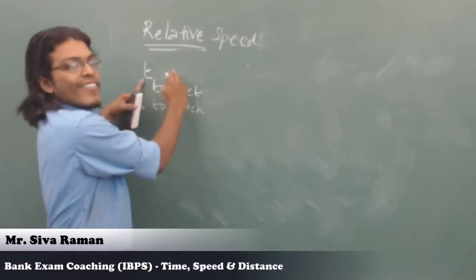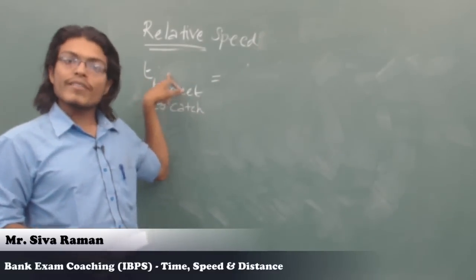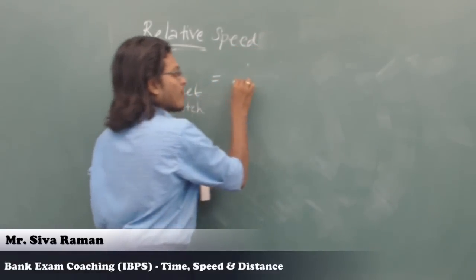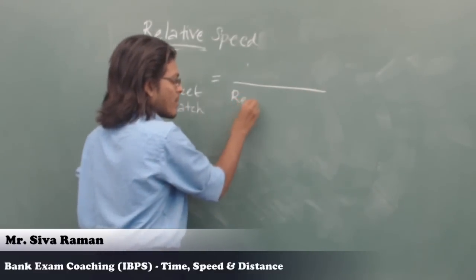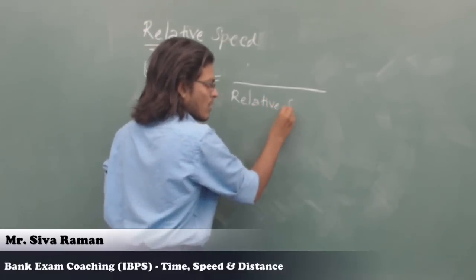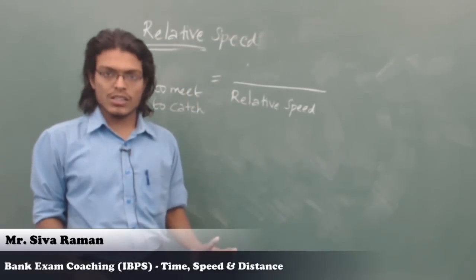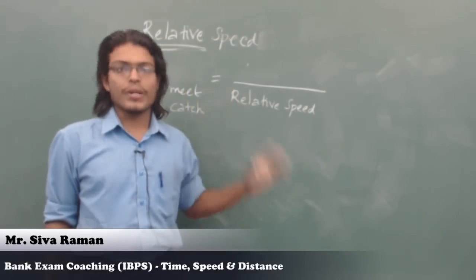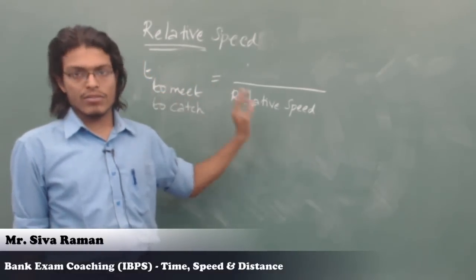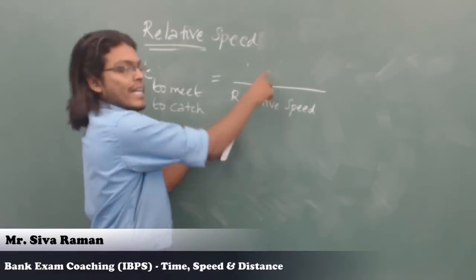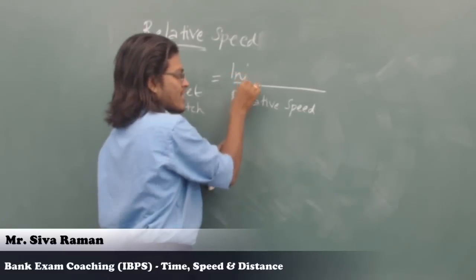Right. Now we have a time parameter. So what should come in the numerator and denominator? Time is equal to distance divided by speed. The denominator is the speed term. The speed is nothing but relative speed. Whenever we have two moving objects, mostly we will be using the relative speed. Please remember that. In the numerator, there should be a distance parameter. Right. What does the distance parameter mean?